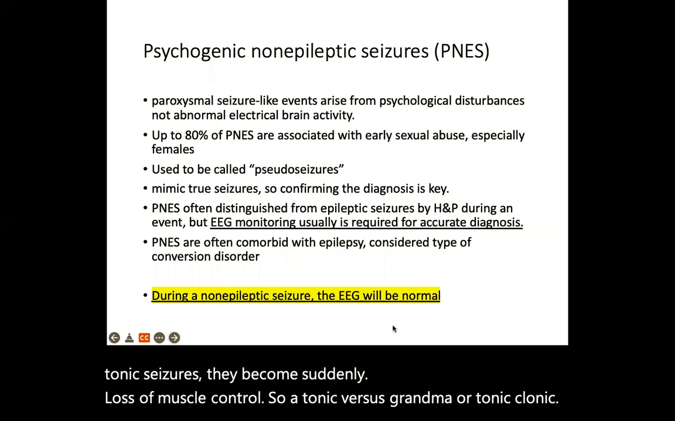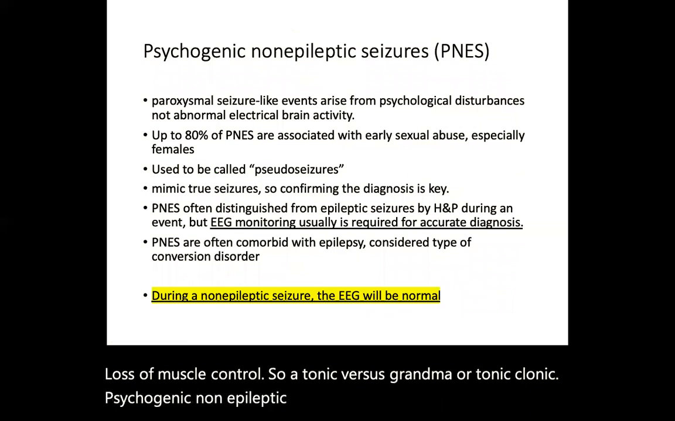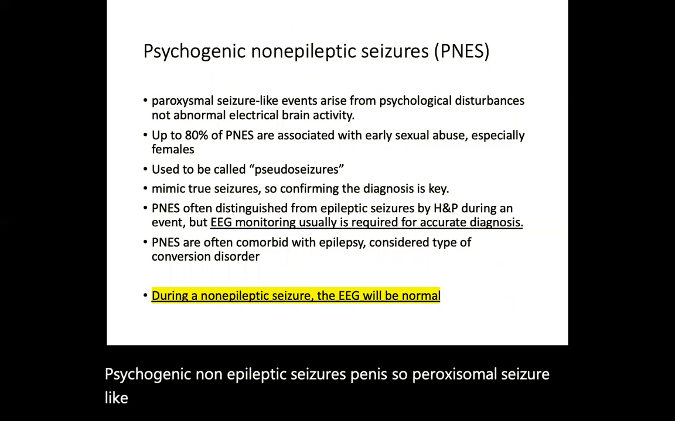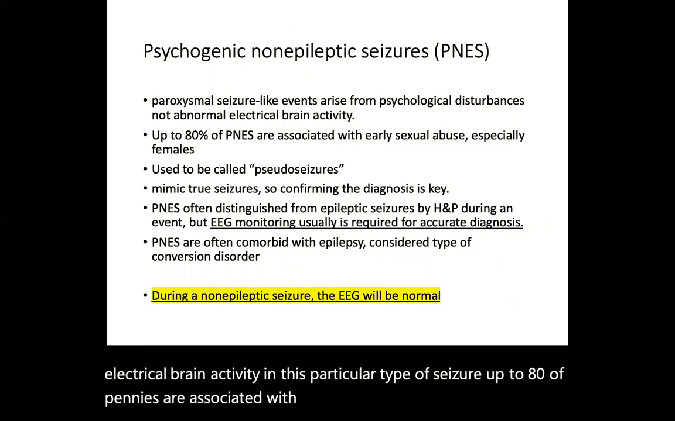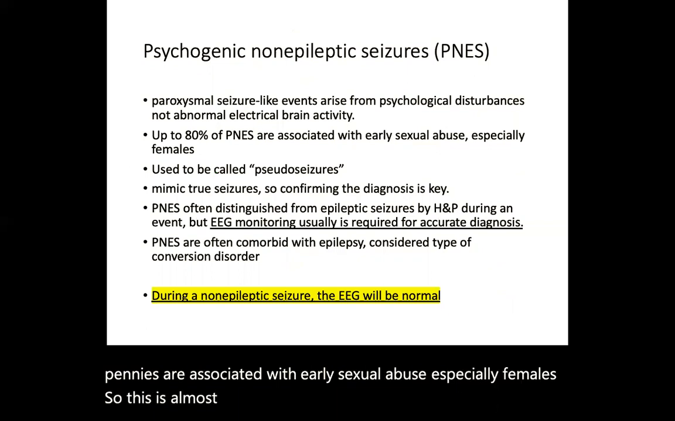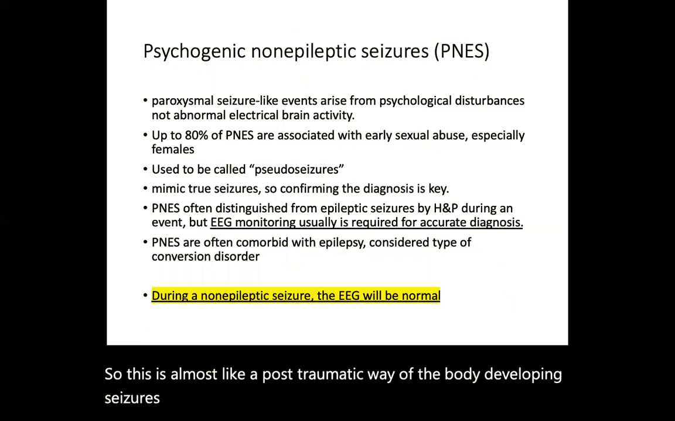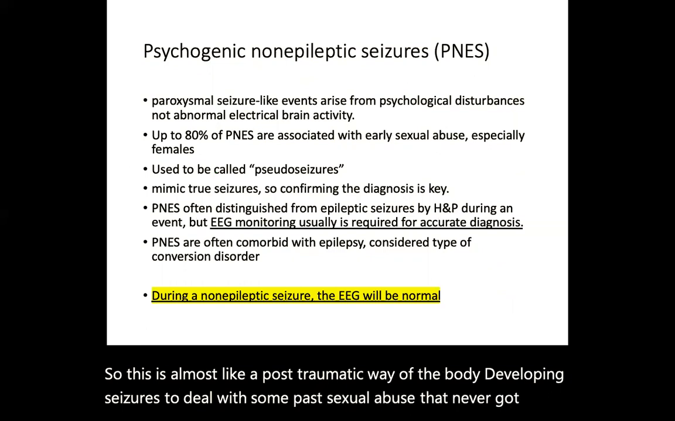Psychogenic non-epileptic seizures, PNES. These paroxysmal seizure-like events arise from psychological disturbances, not abnormal electrical brain activity in this particular type of seizure. Up to 80% of PNES are associated with early sexual abuse, especially in females. So this is almost like a post-traumatic way of the body developing seizures to deal with some past sexual abuse that never got dealt with.